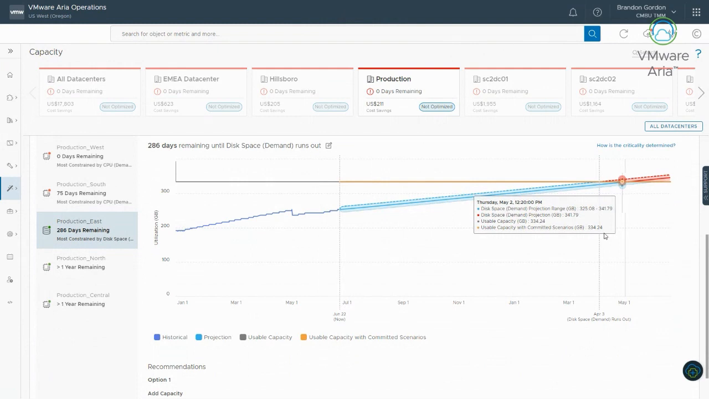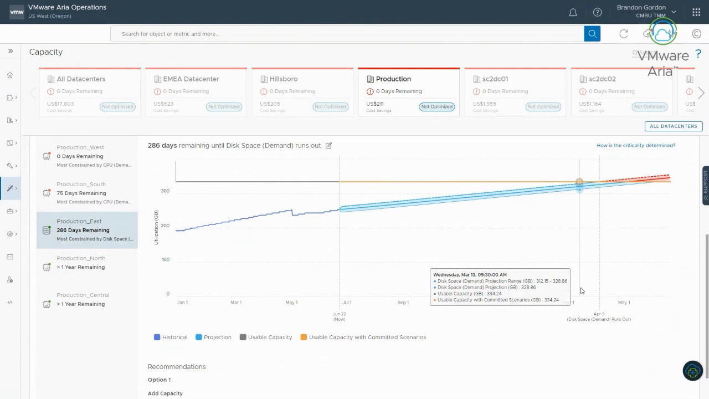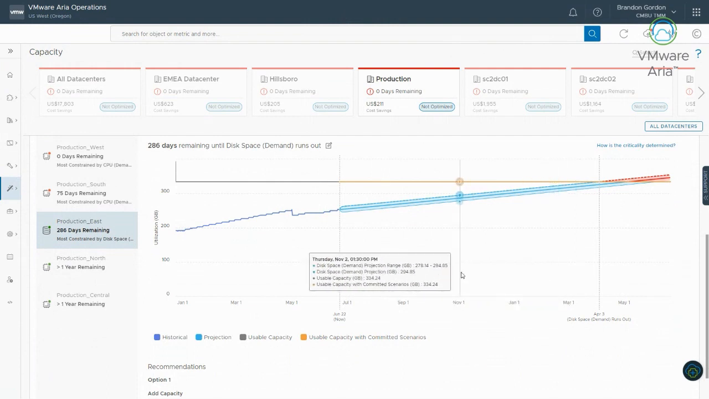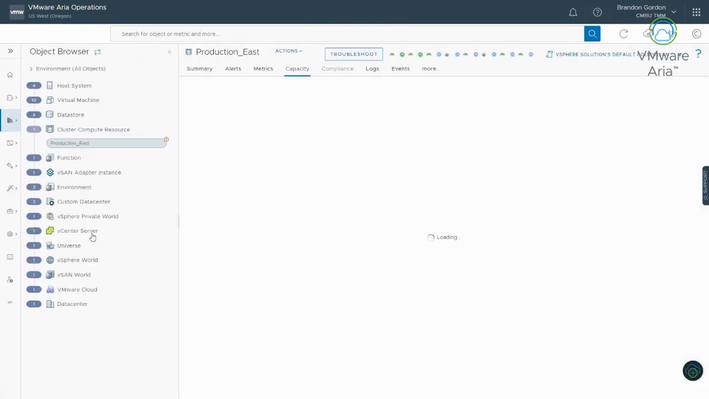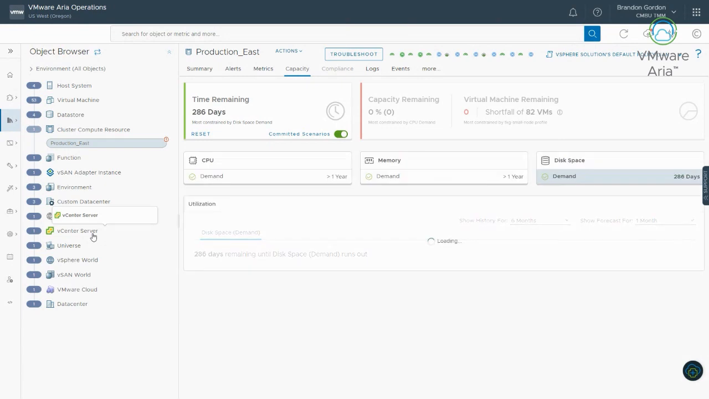Hopefully that makes sense. You can kind of see that projection, the projection range. You can see it's not just a single line. It actually tells me it thinks the projection is going to be within this range. Hopefully that makes sense. It's showing it from a high level. Let me double click and go into one of these clusters so I can show you a little more detail.